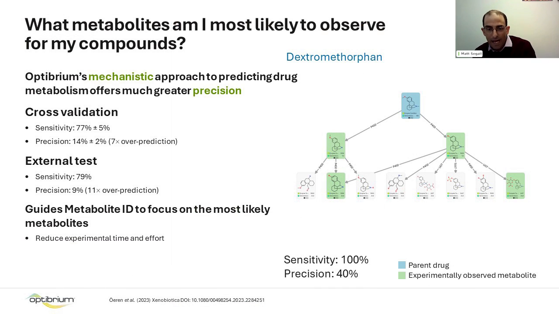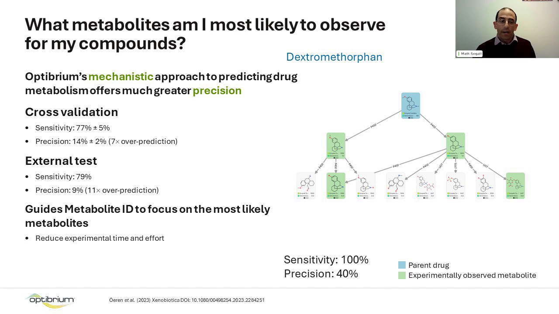And if I just go back to show you those results in a little bit more detail, what you can see here on the right-hand side is, again, the same color coding. This is dextromethorphan, the drug. Here are the experimentally observed metabolites that are correctly predicted. And you can see that a much greater proportion of those predicted are actually observed experimentally. The precision is increased from 2% to 40% in this particular case.